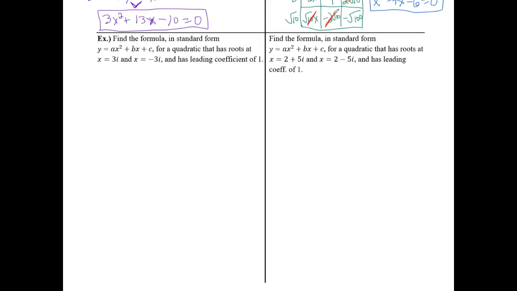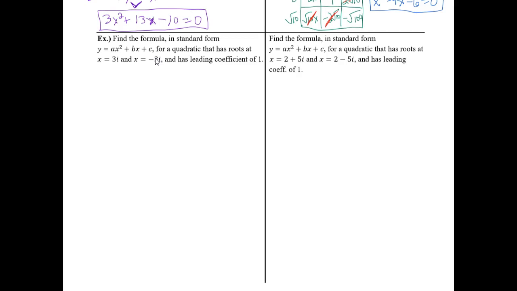Continuing on with writing quadratic equations given the roots or solutions. This example says, find the formula in standard form y equals ax squared plus bx plus c for a quadratic that has roots at x equals 3i and x equals negative 3i and has a leading coefficient of 1. Alright, so this is the same type of problem, it's just now we have a complex solution.